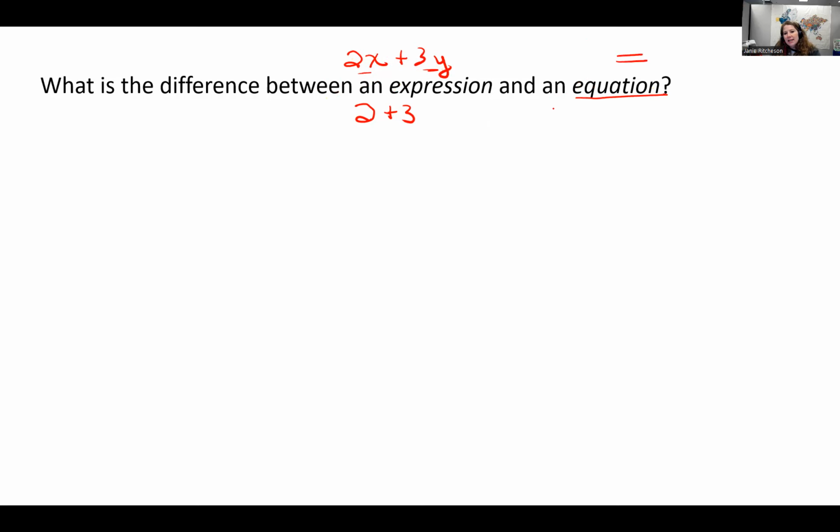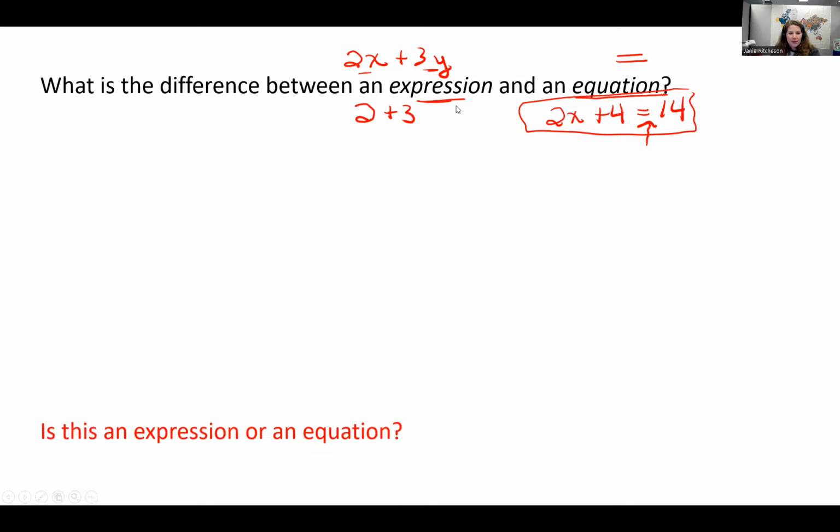So if I said 2x plus 4 equals 14, now this is an equation. Equations have equal signs. Expressions do not have equal signs, okay? That's what you need to remember. So take notes as you're watching my video, okay?